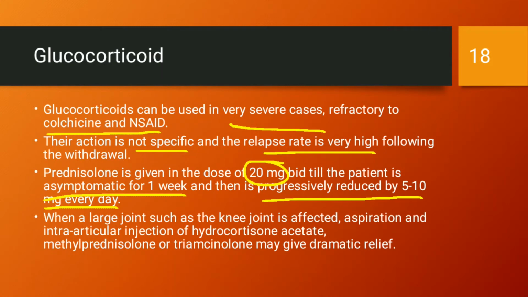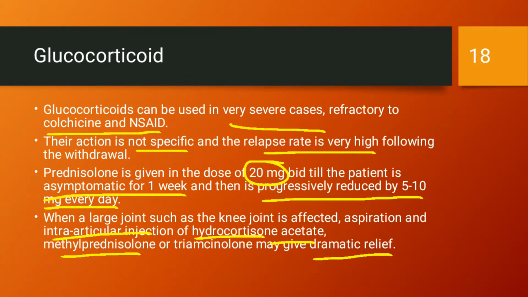In the case of glucocorticoids, tapering is very essential. Once we start the person on glucocorticoids, as the symptoms are relieved, we have to decrease the dose stepwise. We should not stop the glucocorticoids suddenly. Sudden withdrawal is not advisable, as the probability of relapse is much greater in patients on glucocorticoids. When a large joint such as the knee joint is affected, aspiration and intra-articular injection of hydrocortisone acetate, methylprednisolone or triamcinolone may give dramatic relief.